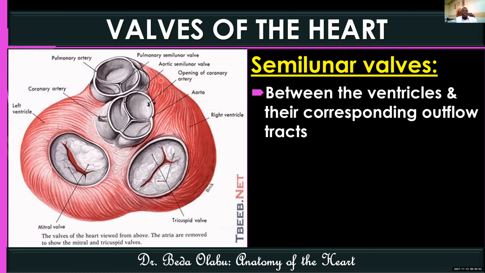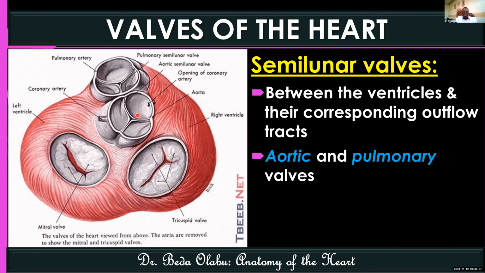Remember, the outflow tract from the right ventricle is the pulmonary trunk, and the outflow tract from the left ventricle is the aorta. So the valve between the left ventricle and the aorta is called the aortic valve, which is this one. And the valve between the right ventricle and the pulmonary trunk is called the pulmonary valve, which is this one.